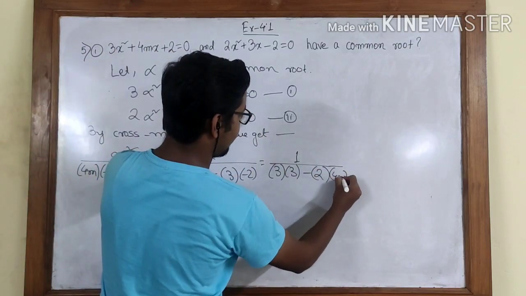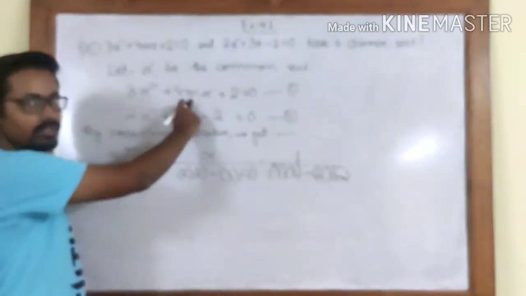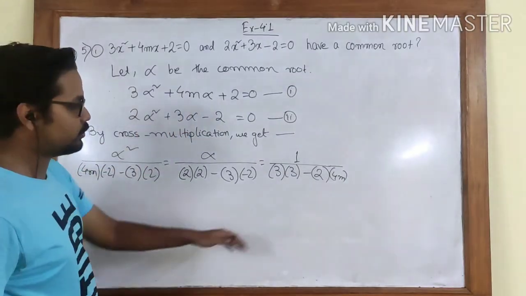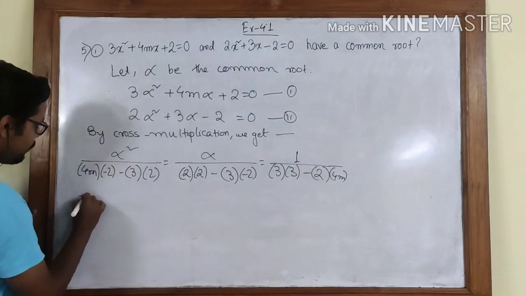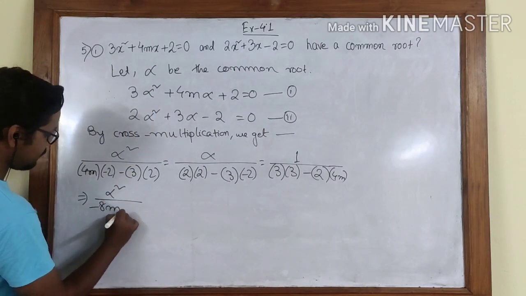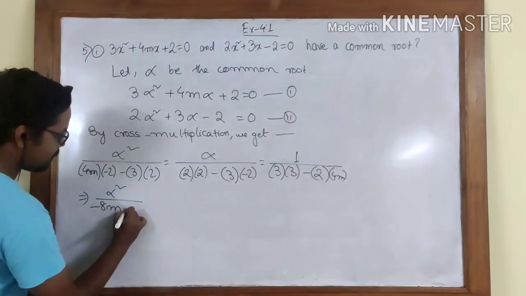Here m is not the root, so m is not a part of the variable. m is a part of the constant. So that's why I will use the m. So what do I get? I get alpha squared by 4 into 2, minus 8m minus 6.